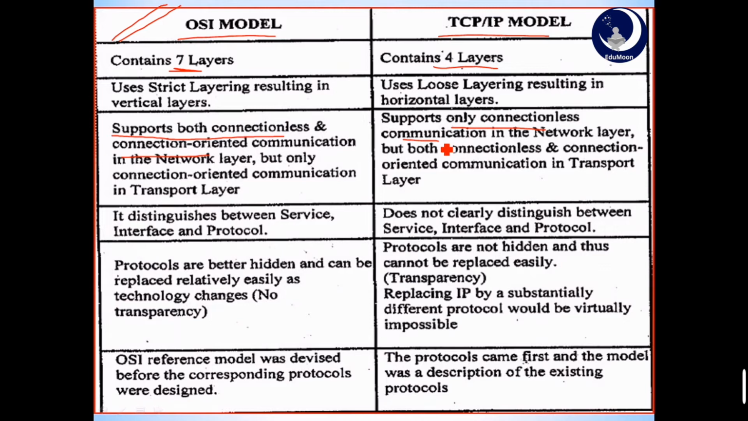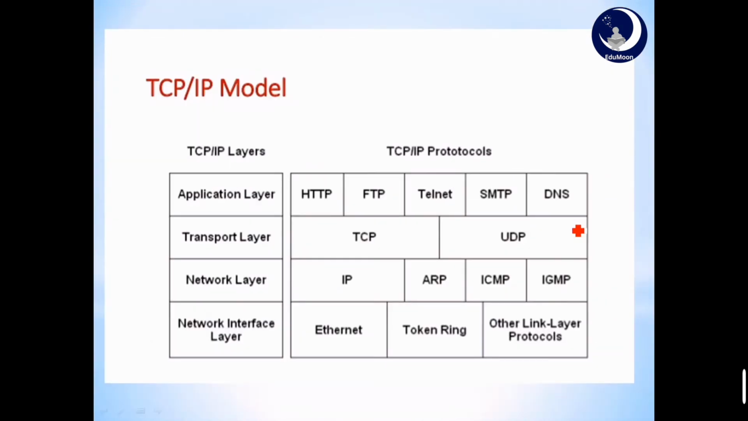And in the OSI model, we can easily distinguish the services and protocols, whereas in the TCP/IP model, the protocols and services are not clearly differentiable. See, these are the application layer protocols which are used in TCP/IP, that is HTTP, FTP, and in the transport layer, TCP and UDP, which we have discussed in the previous slide.